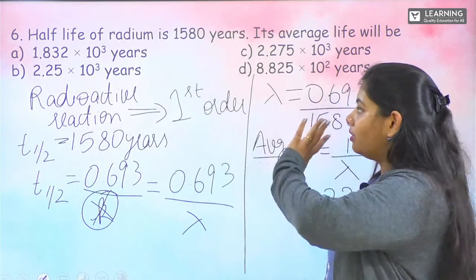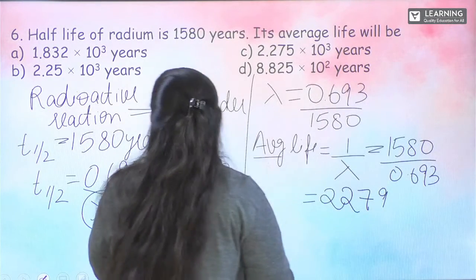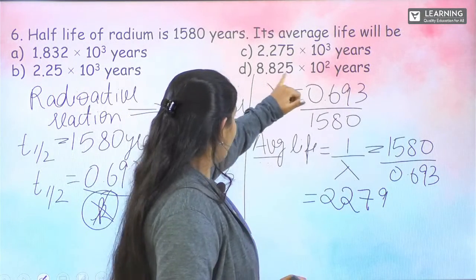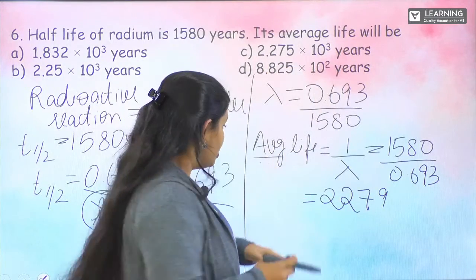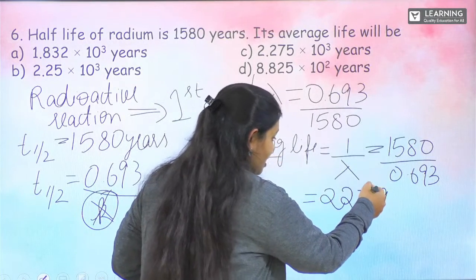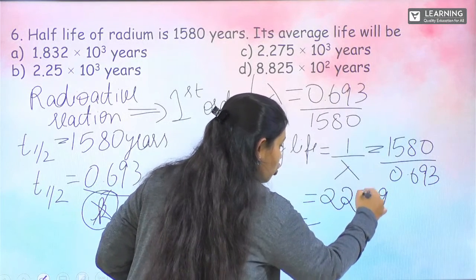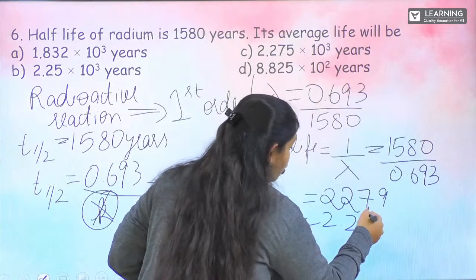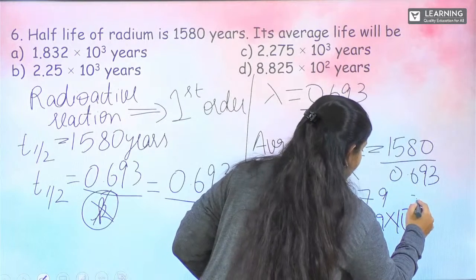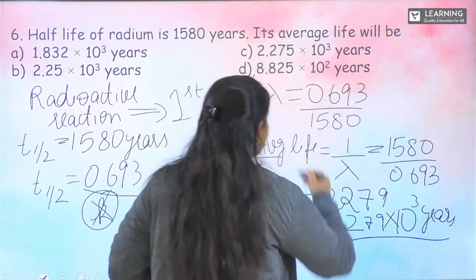Half-life of the radium element. So which is the option over here? So 2279, right? Which is the nearest over here? 1832, 2.25, 8.825, 2.275. So here, why is it into 10 to the power of 3? It's 2279, right? So I'm just going to move the point this side, 1, 2, 3, which is going to give us nothing but 2.279 into 10 to the power of 3 years. Clear? So this is your answer.